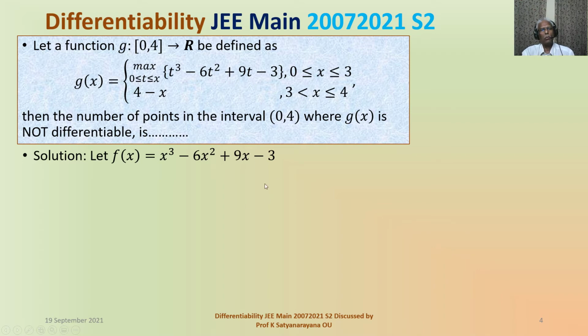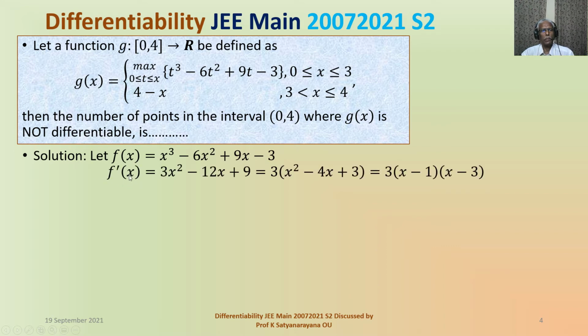We want to know where the maximum of this function f of x will be. For that, we differentiate and take the first derivative. f prime x is equal to 3 times x square minus 4x plus 3, and when factorization takes place, 3 into x minus 1 into x minus 3. That means x is equal to 1 and 3 are the stationary points or critical points of the function f of x.